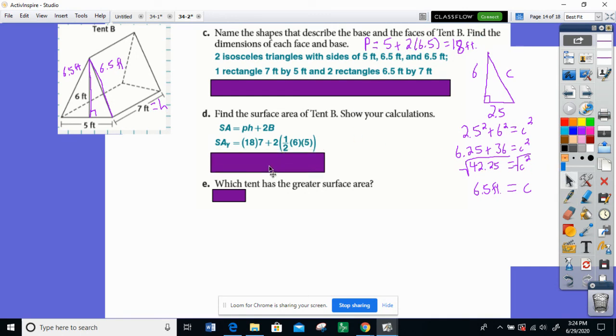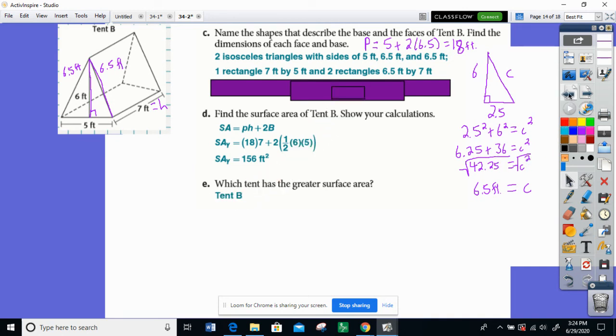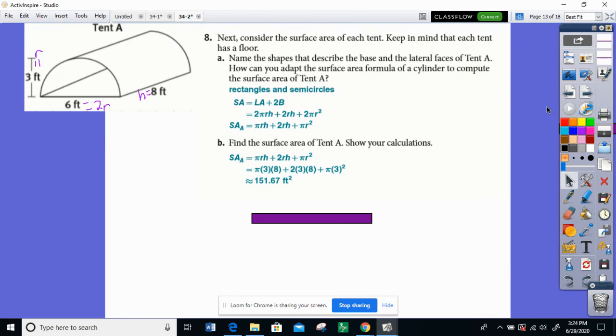So the surface area for tent B, this 18 feet times 7 represents the lateral surface area, plus 2 times the area of the triangular base. If you work that out, you get 156 square feet, which means that tent B has a surface area of 156 square feet, compared to tent A.